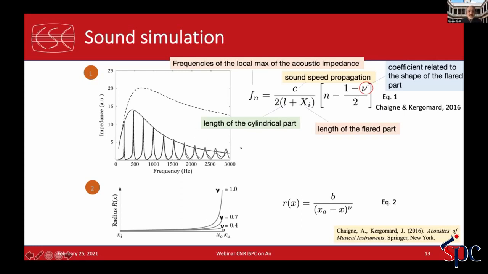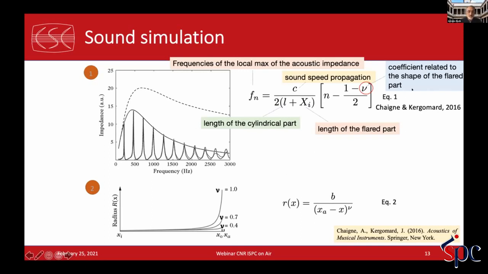And the acoustical impedance of the Vogensal instrument can be estimated analytically, starting from the well-known wave equation and solving it in the case of a wave propagating in a bore with an increasing diameter. We obtain, therefore, this equation, equation 1. This equation has many parameters that can be easily calculated from the 3D model, but one is new: a coefficient related to the shape of the flared part.